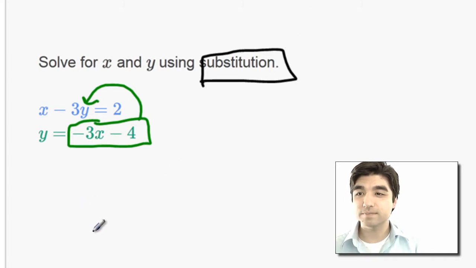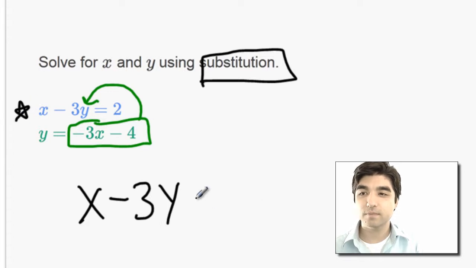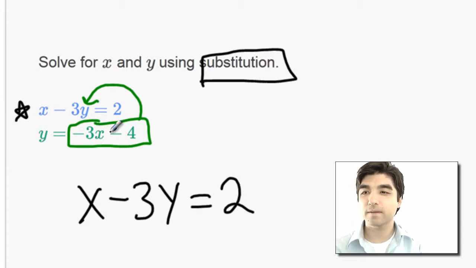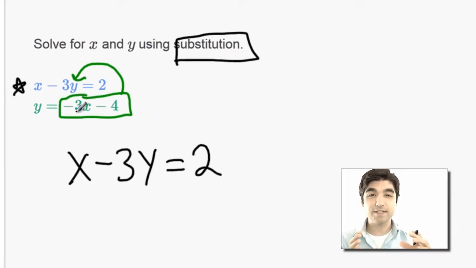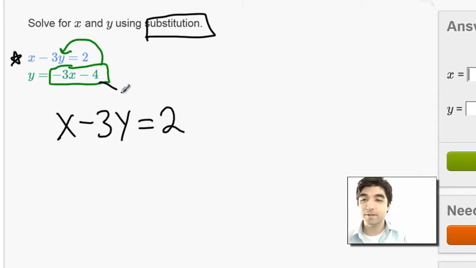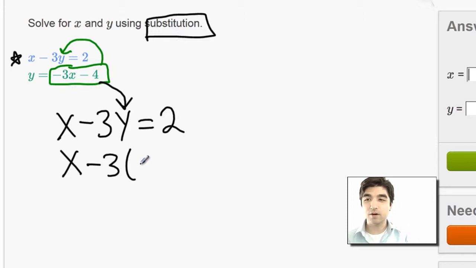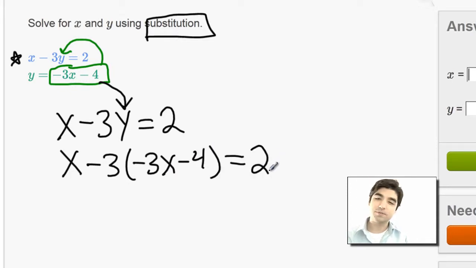So let's solve that. I'm going to write x minus 3y equals 2. Now I'm going to plug in whatever is after the equal sign of y equals into the first equation. So we got x minus 3, and instead of y, we need to put all of that stuff, 3x minus 4, equals 2.